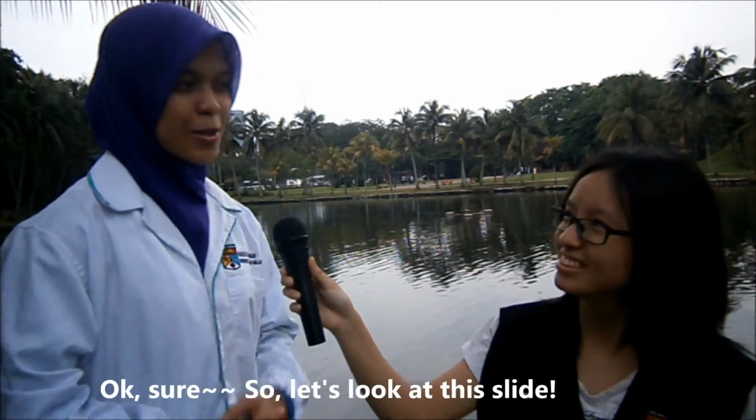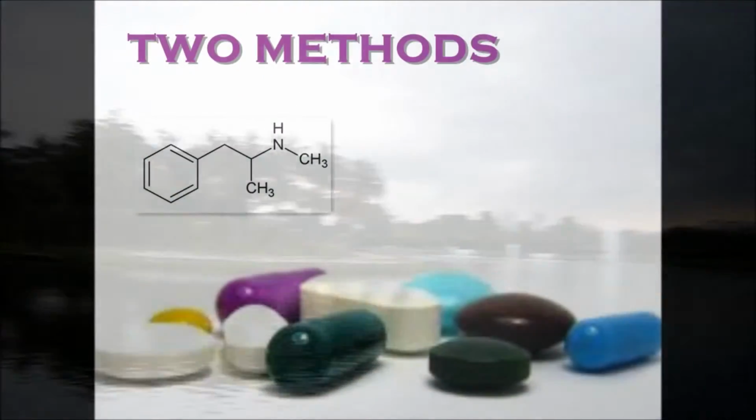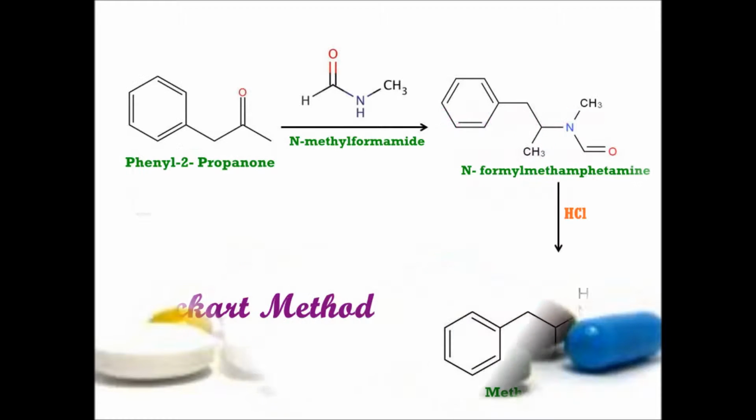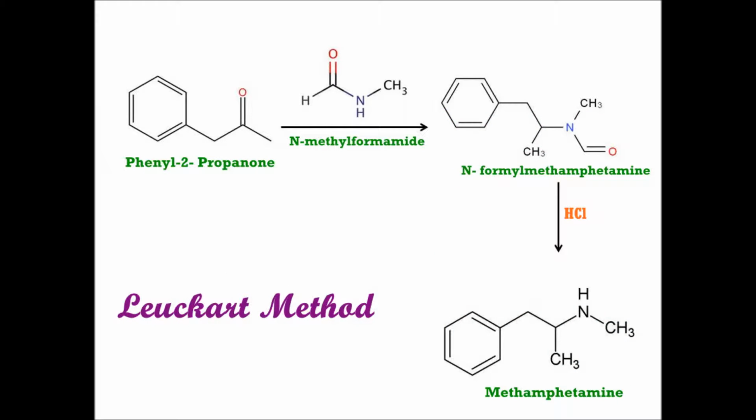Okay, sure. So let's look at this slide. There are two methods to synthesize methamphetamine. First is the Leuckart method and the second is the reductive amination method. In summary, for the Leuckart method, phenyl-2-propanone acts as the starting material. It reacts with N-methylformamide to form N-formyl methamphetamine. N-formyl methamphetamine is the intermediate, and it will react with hydrochloric acid to form methamphetamine.